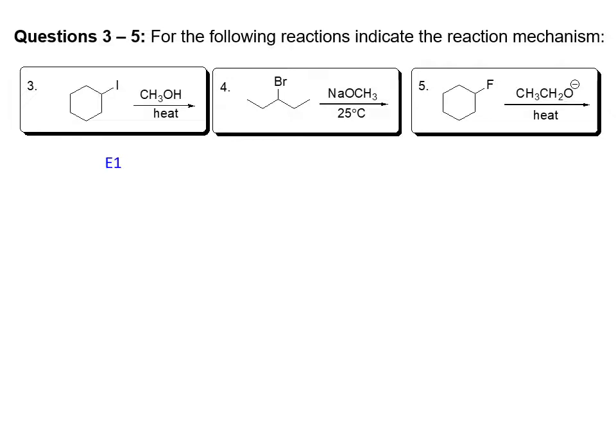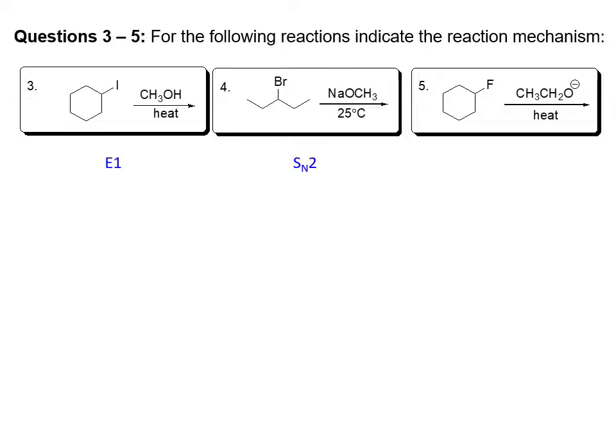Question number 4. Again, we have a secondary substrate, 3-bromopentane, and now we have a strong base, strong nucleophile, sodium alkoxide, sodium methoxide in this case. That means that the reaction mechanism is bimolecular, SN2 or E2. The reaction temperature is what we consider to be a low reaction temperature, 25 degrees Celsius or room temperature. That favors substitution. So the reaction mechanism is going to be SN2.